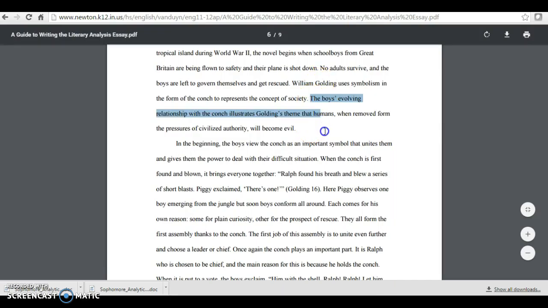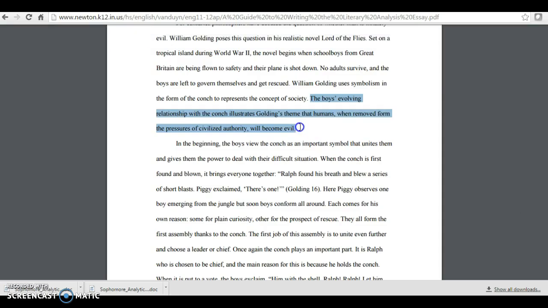So the thesis, as you can see, comes at the end of the first body paragraph. The boys' evolving relationship with the conch illustrates Golding's theme that humans, when removed from the pressures of civilized authority, will become evil. Okay, so this is not a summary of the plot, but it's looking more closely at the function of this symbol, the conch, which the boys use early on to keep order.